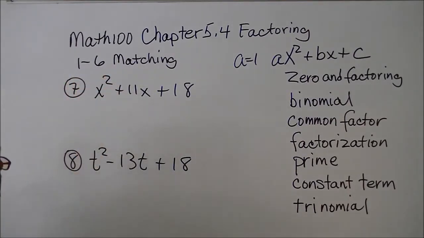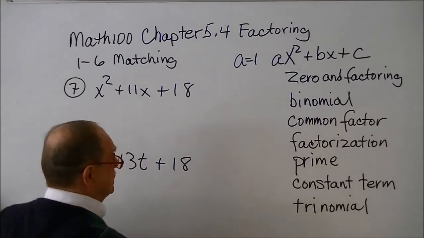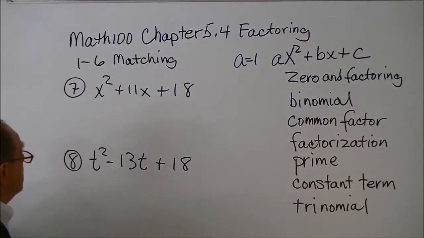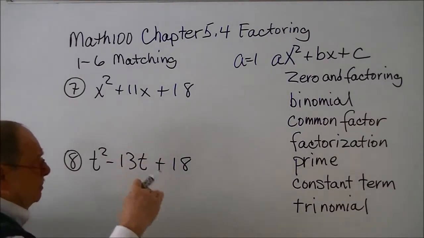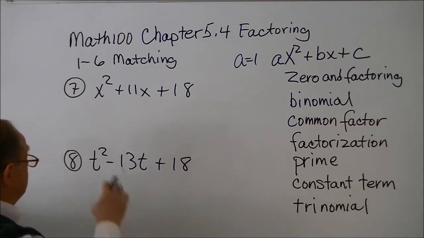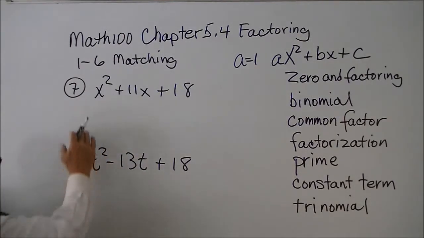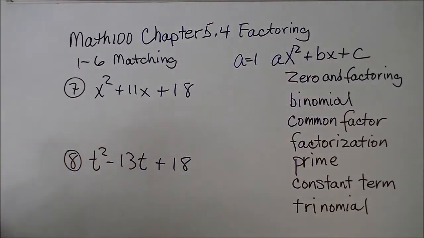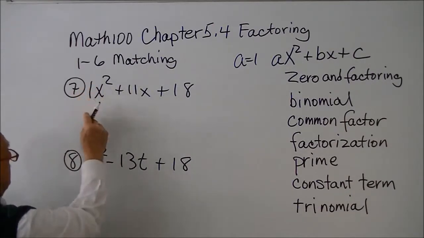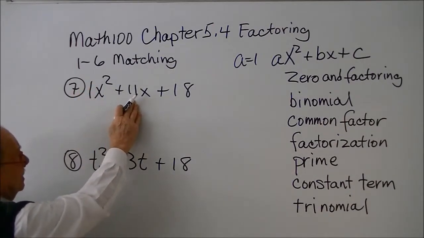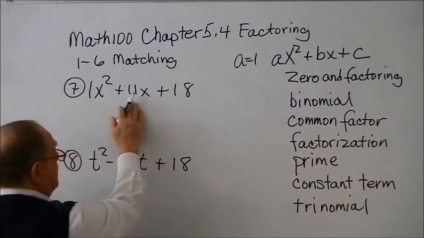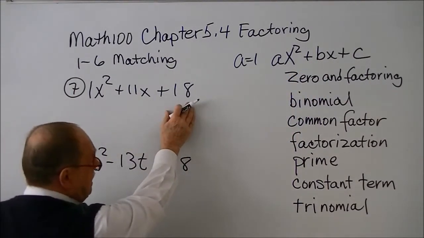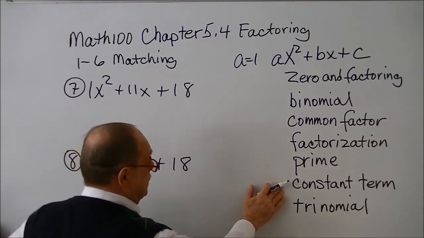Examples 1 through 6 are matching, and some of these are the words that you're going to be using, and we'll illustrate them as we go along. Now, the first thing, there is a sort of a strategy, a protocol for factoring these. And the first thing is that they're set up in standard form. That is this form here. So where A is 1, B is 11. That would be the coefficient of x. And C is the constant term.